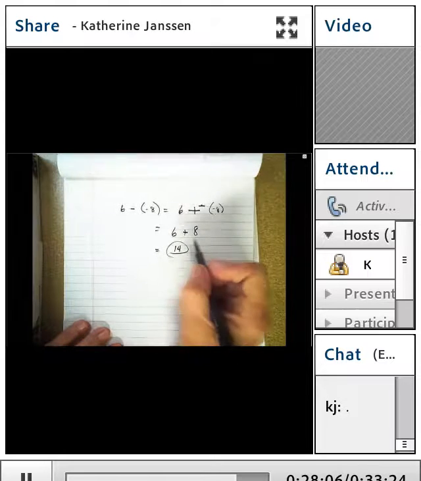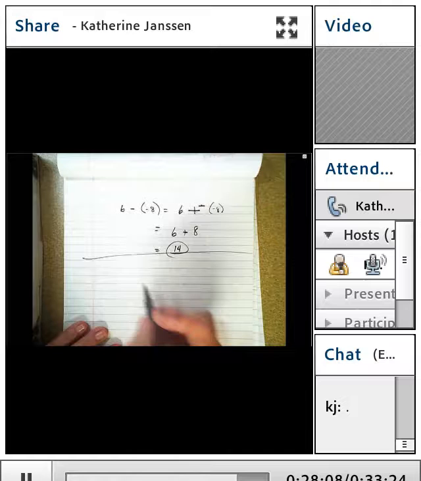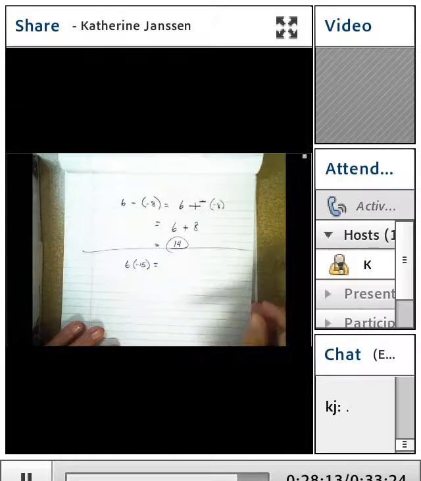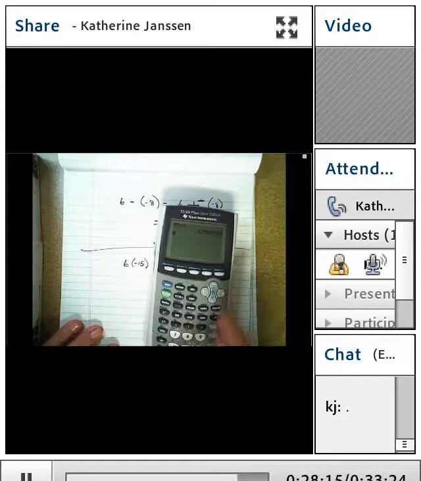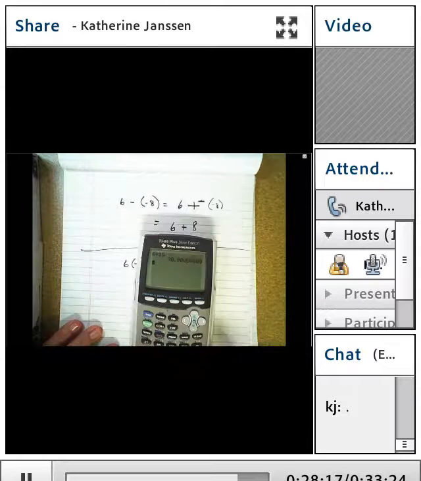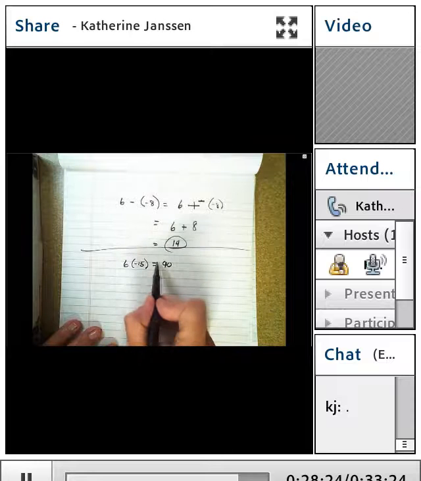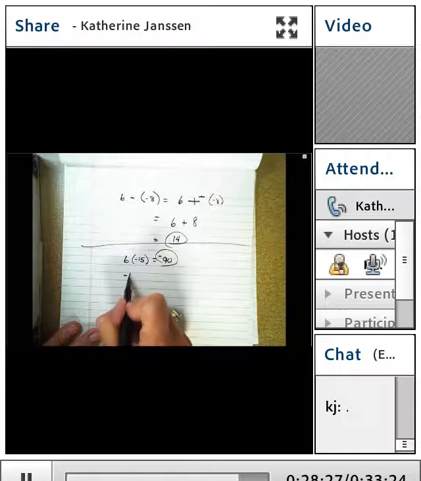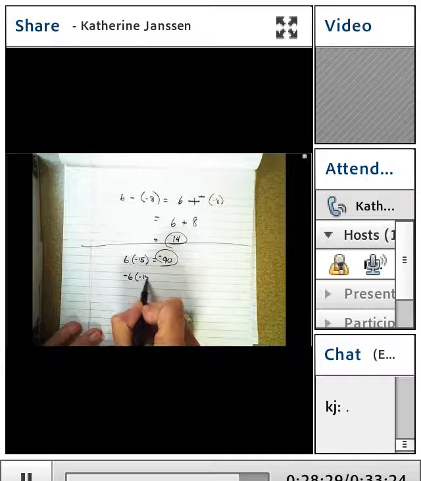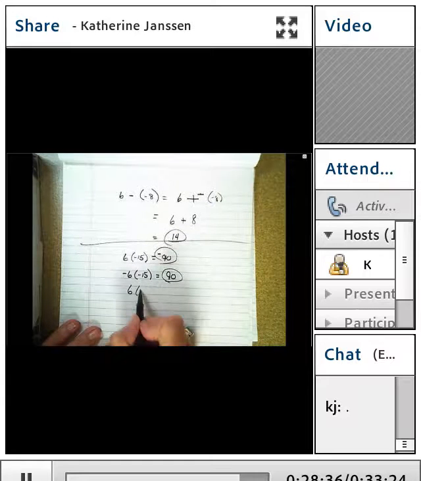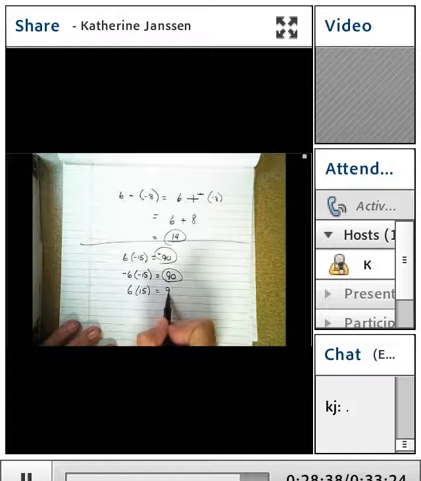We're supposed to multiply 6 times -15. 6 times 15 is 90. Fix your sign. A positive times a negative, your answer is negative. A -6 times a -15 is +90. When the signs are the same, your answer is positive. And 6 times 15, of course, is 90.